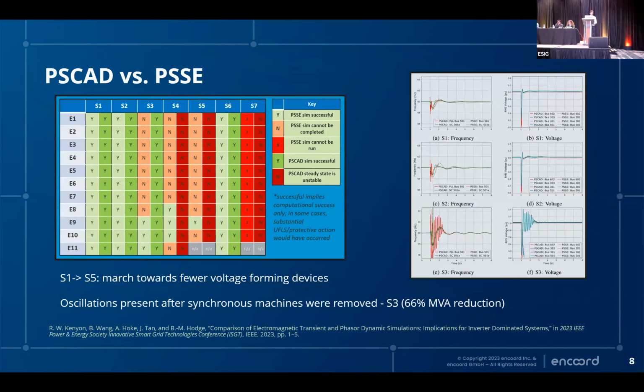So now that we had this model, we wanted to do some comparisons. PSSE was a likely suspect because we had a PSSE model of the Maui power system. So the chart here that you're looking at, from S1 to S7, we can just consider as marching forward and taking voltage forming devices off of the power system. In scenario 1, great agreement between PSSE and PSCAD. Reduce the MVA rating by taking off synchronous condensers from our system, and we start to see some differences.